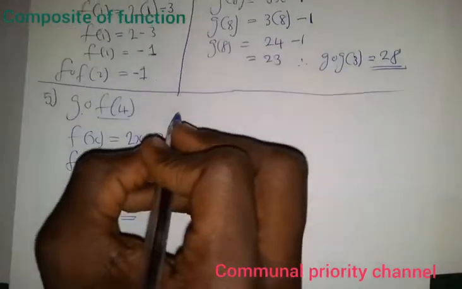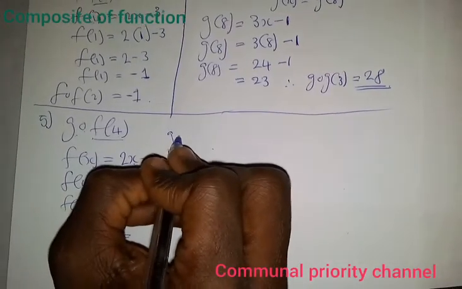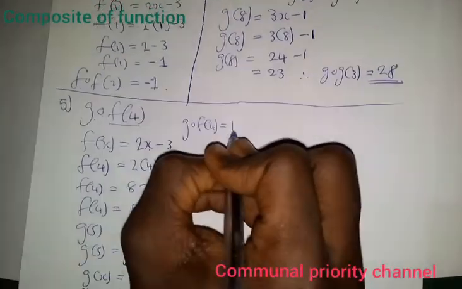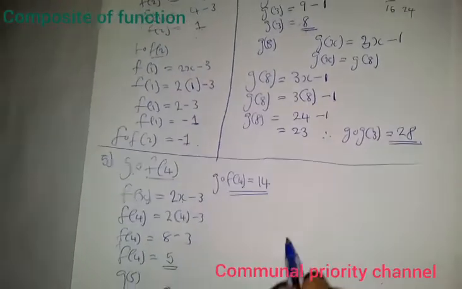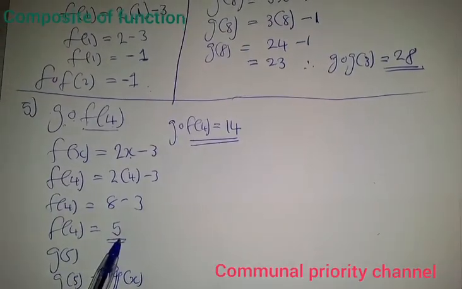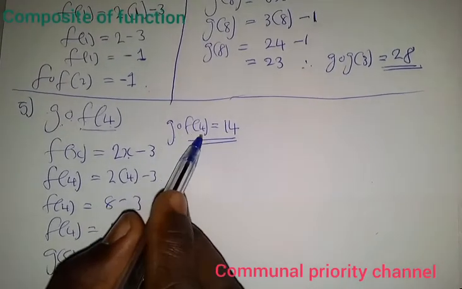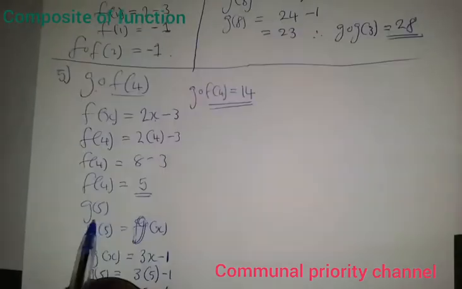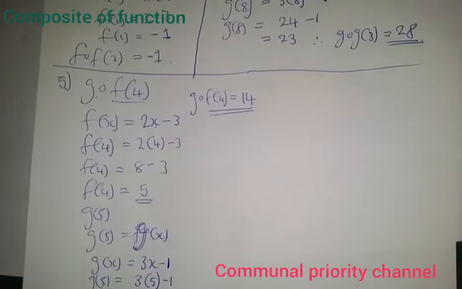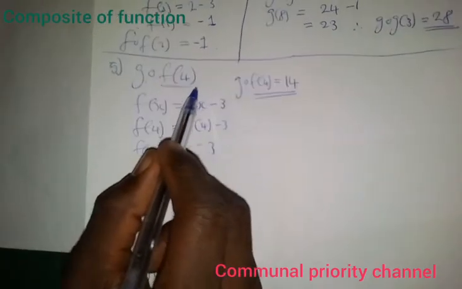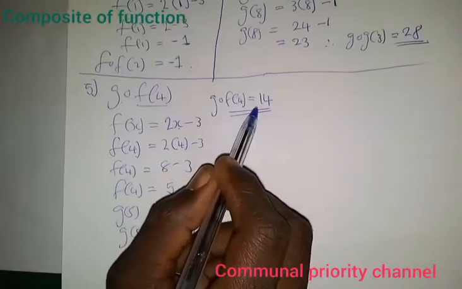So therefore, now our g of f of 4 is equal to 14. Because we said this f of 4 is equal to 5. Therefore, instead of putting g of 4, we'll put g of 5, because this 5 is the same thing as f of 4. Now our g of 5, the final answer is 14. And the g of 5 is the same thing as g of f of 4. Therefore, our g of f of 4 is equal to 14.